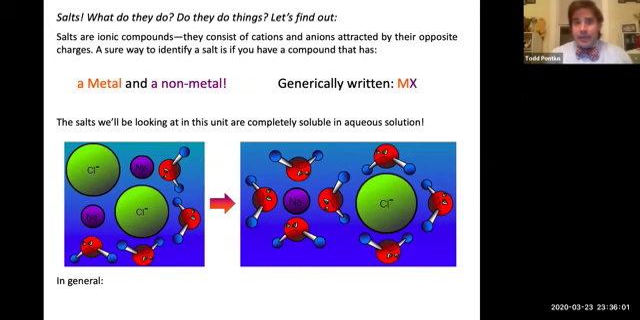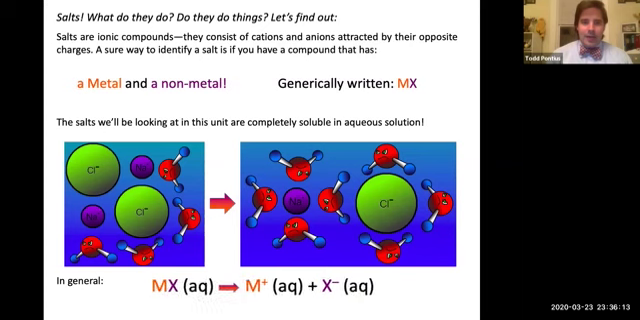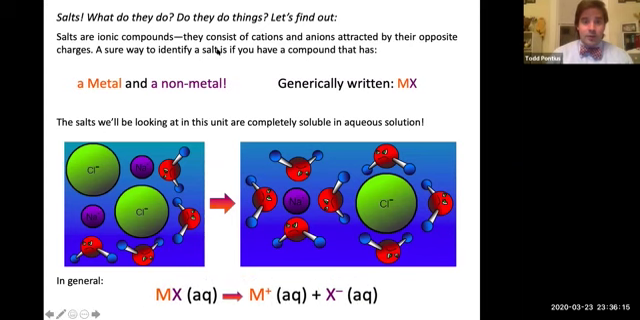And in this unit, and for basically the rest of the course, we're going to say that salts are going to be able to dissolve completely in water. So in general, the way we would write that reaction out is as follows. We have our salt, we pour it into water, and as it gets solvated, as the water starts to surround it, it will break apart those interactions and we will end up with our metal cation, the positively charged thing, and our non-metal anion, the negatively charged thing.